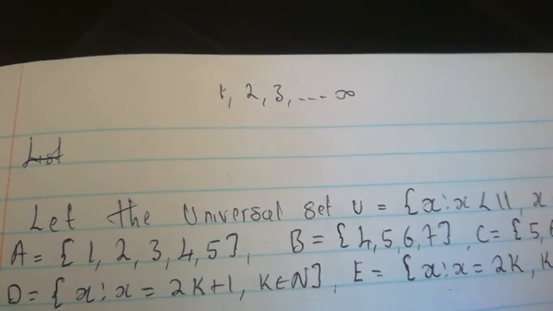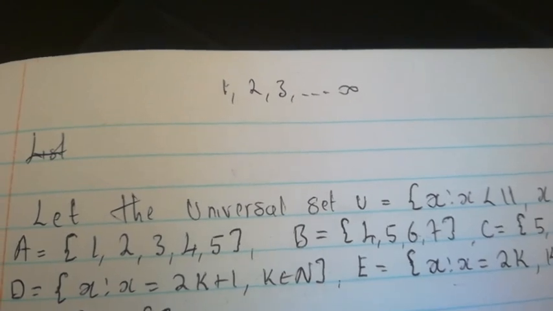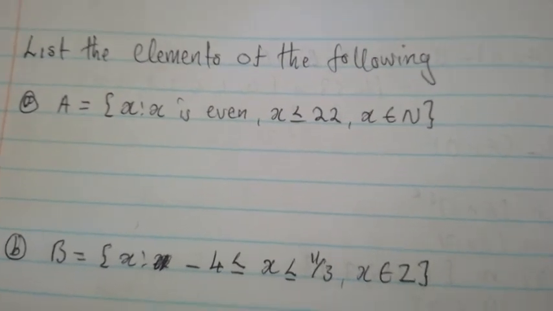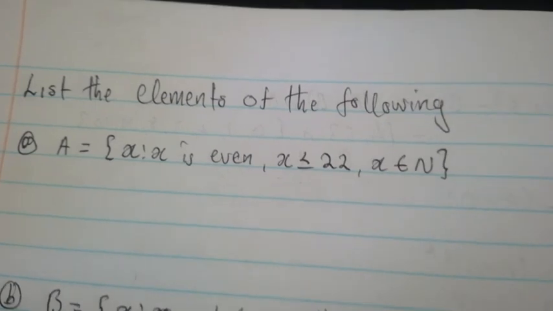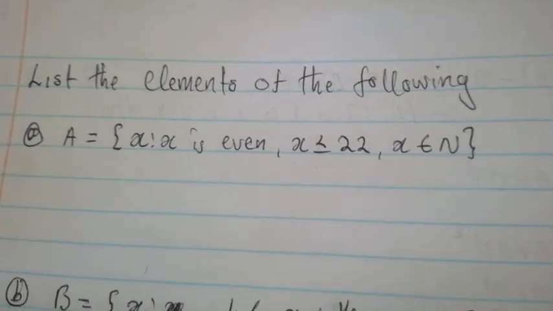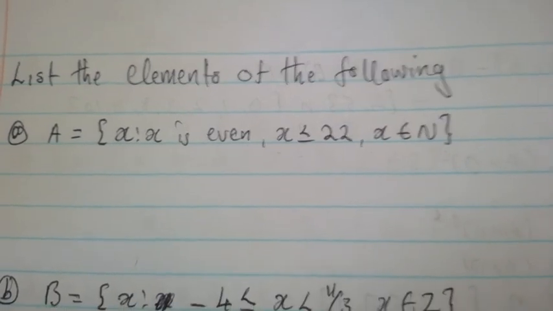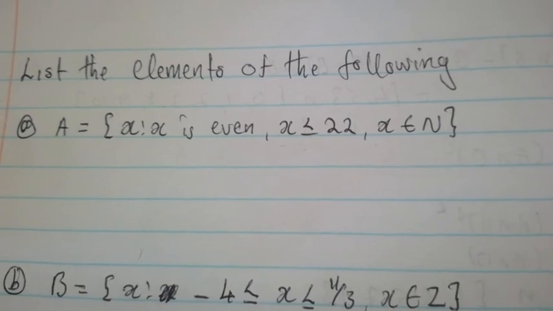0 isn't part of the natural numbers. We said we are restricted to positive numbers only. So natural numbers are positive integers. Then even numbers are just numbers that two can go into without leaving a remainder. So on the list of natural numbers, we'll pick even numbers, but they shouldn't go beyond 22.